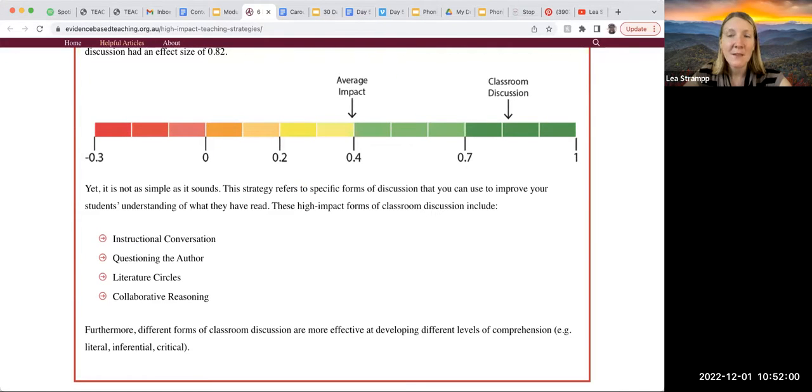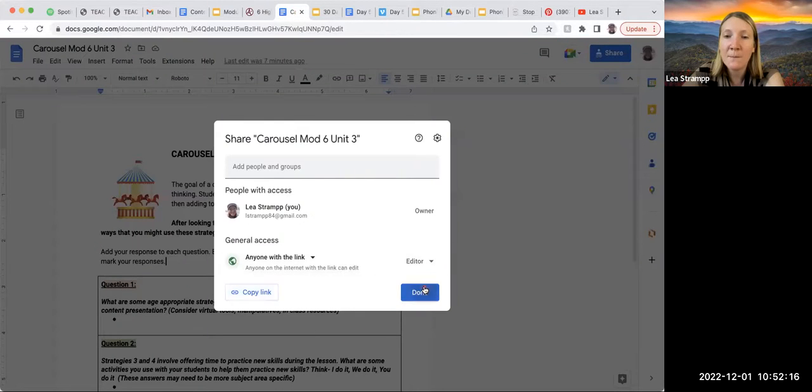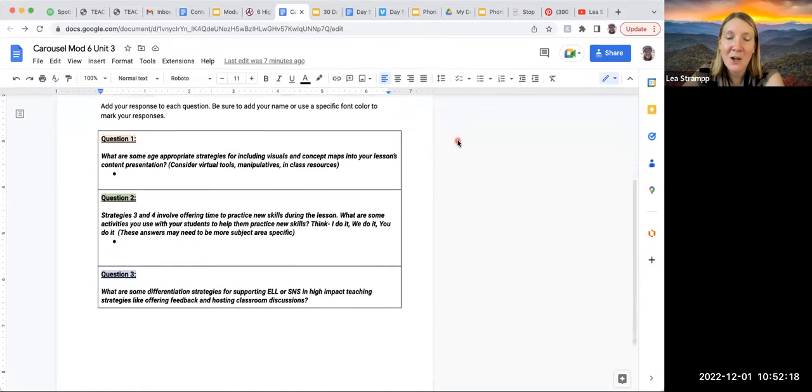All right. So now that you've had a look at these high impact teaching strategies and you have the link for this resource as well in the discussion forum, we're going to move into the activity that I want you to do for this week, which is called a carousel activity. We did one of these in module 4. So you've seen this document before.